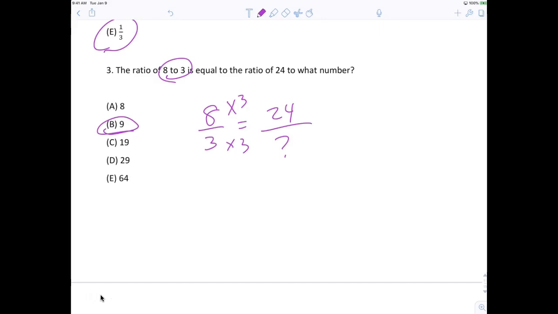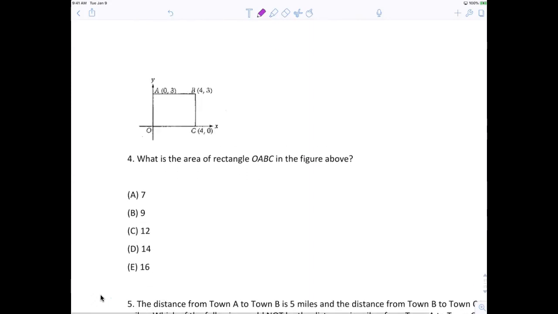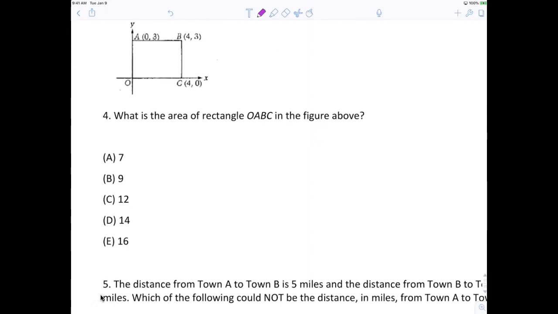All right, now let's take a look at question number 4. How do I find the area of a rectangle? What's the formula for the area of a rectangle? Base times height. Area equals base times height. A lot of people also say length times width.